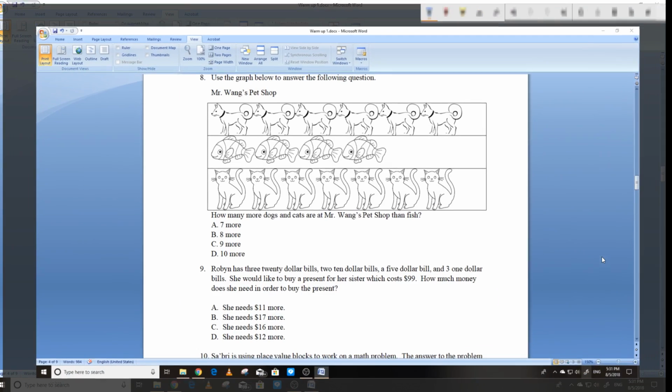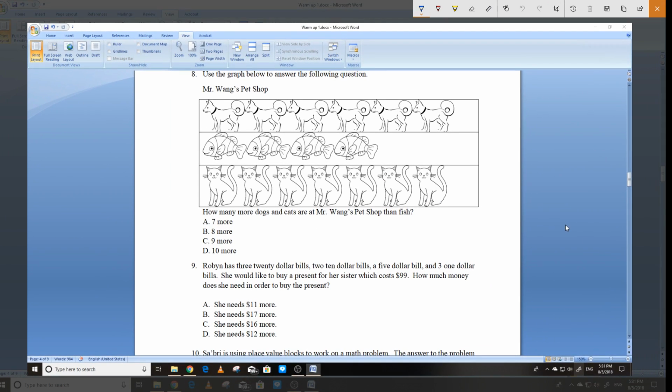Number 8 states, use the graph below to answer the following question. Mr. Wang's pet shop. How many more dogs and cats are at Mr. Wang's pet shop than fish? So I'm just going to count the number of dogs and cats and then subtract fish from it. How many dogs do we have? 1, 2, 3, 4, 5, 6. How many cats? 1, 2, 3, 4, 5, 6, 7.